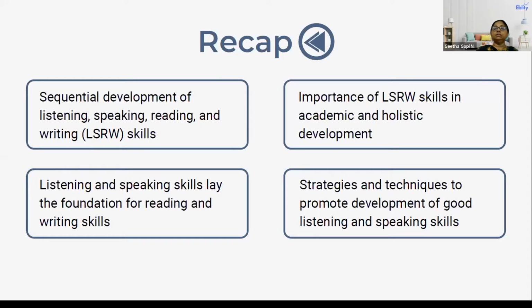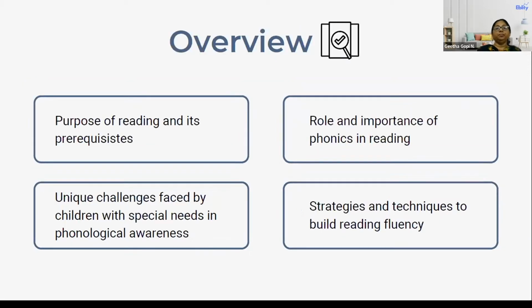We had also discussed in that workshop the different strategies and techniques which help promote the development of listening and speaking skills in children with special needs. We had also discussed activities that can be done so that these skills are developed, and they can lead into the pre-academics or the reading and writing arena when they come into school. So today's workshop is a continuation from where we left off.